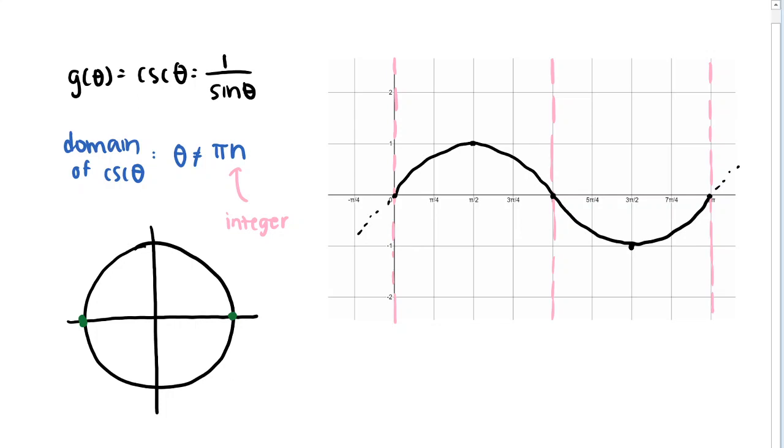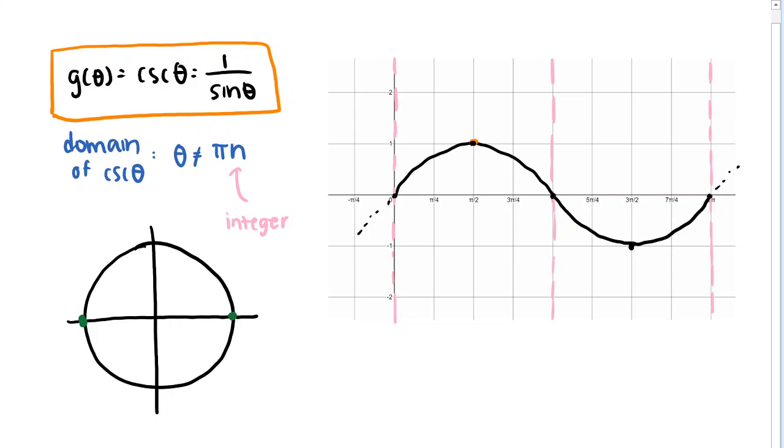Okay, so similarly to our secant function, here we're going to get 1 from our cosecant function when sine of theta is equal to 1. So here I see this point is going to also be on the graph of my cosecant function.